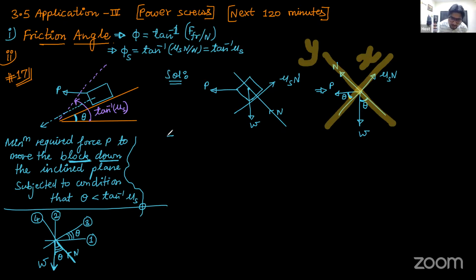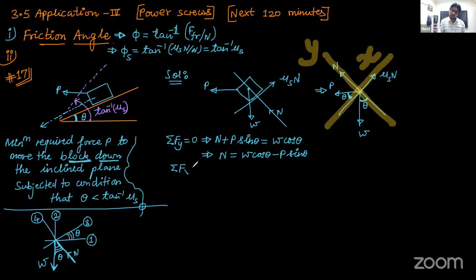Now let us balance all the forces in y direction. N is acting in positive y, P sine theta is also acting in positive y, and W cos theta is acting in negative y. So I'm going to get N is equal to W cos theta minus P sine theta.